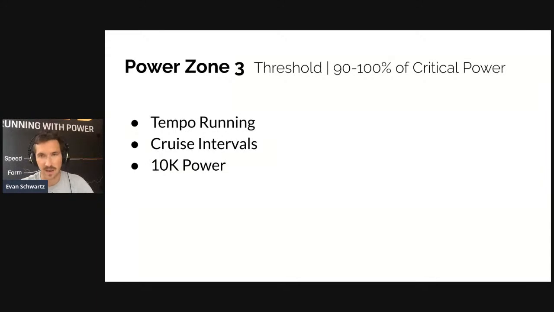Or your 10K power. This will be pretty close to 10K power training for most people, between that 90 to 100% of critical power. For some people, it's all the way from marathon power at that 90% all the way up to a little bit under their 10K power. But for most people, tempo runs, cruise intervals, 10K power training.